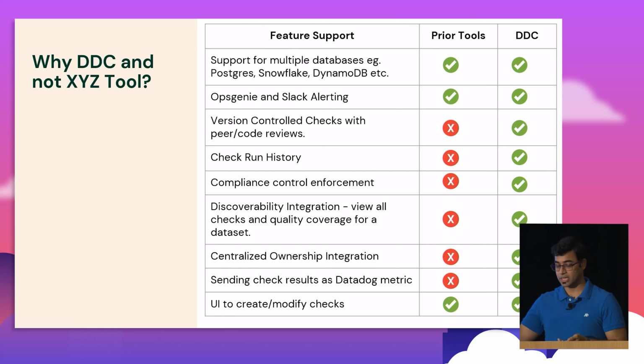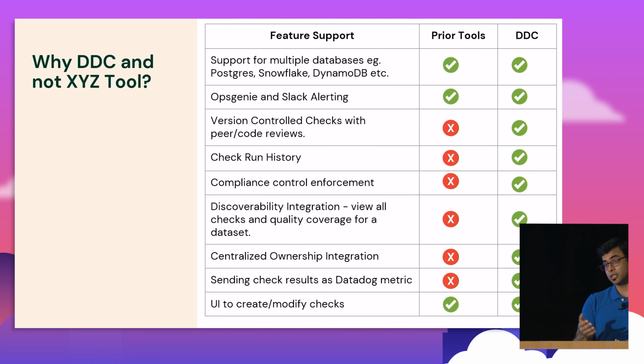So we had some tools that would support those, but they would not support a lot of the other features that we wanted. So we did want alerting. Alerting not just for Datadog, but also for OpsGenie, which was our paging solution, and then Slack, because some alerts you want to be notified on Slack as well. We wanted all the checks to go through version control, which means we wanted them to be in Git.